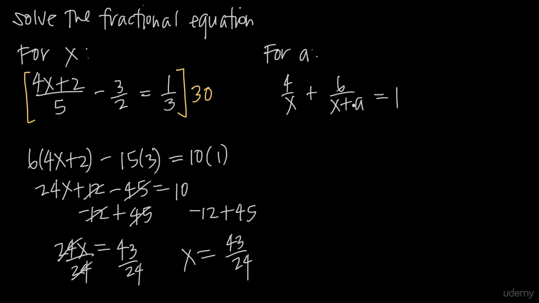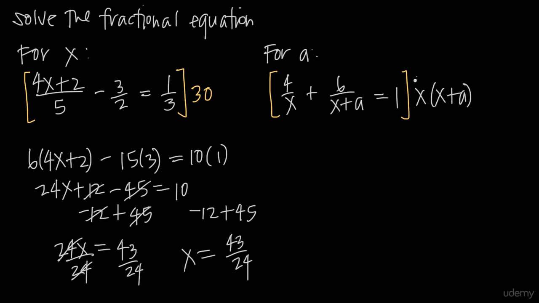Well, the common denominator between x and x plus a is just x times the quantity x plus a. So we get x times the quantity x plus a. That's the least common multiple, or the lowest common denominator between x and x plus a. So we have to multiply that denominator by every term on the left and right hand side of our equation.